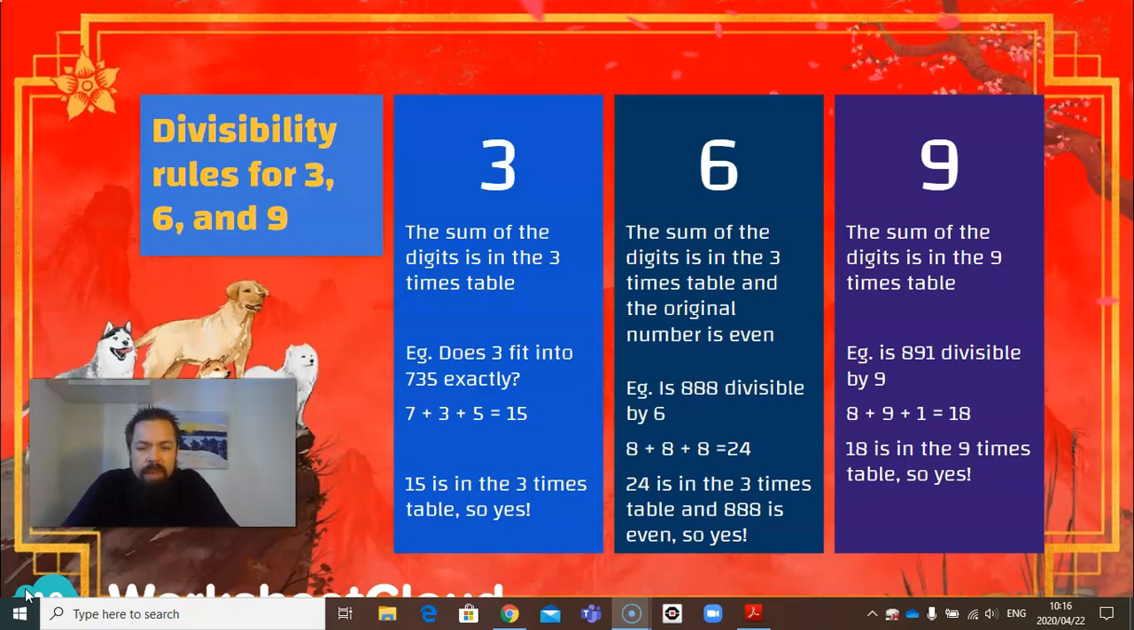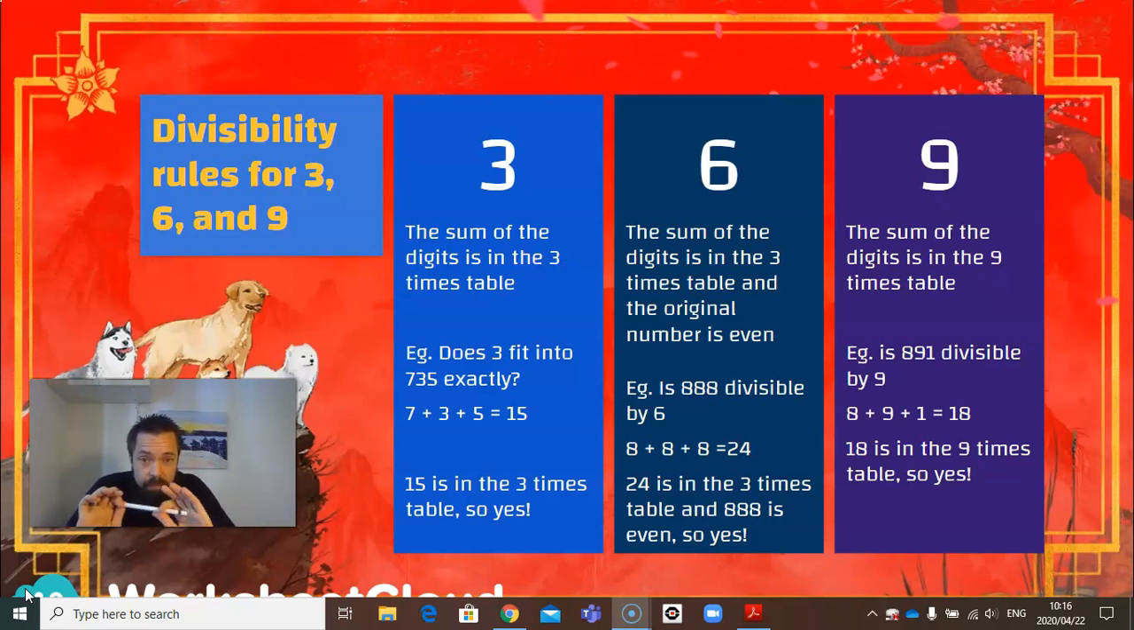When I say the sum, I mean when you add them together. So let's look at the example. Does 3 fit into 735 exactly? I don't have to work it out. What I can do is just add them together and have a look. So when I say sum, I mean add. So 7 plus 3 is 10, plus 5 is 15. 15 is in the 3 times table. So yes, 735 is divisible by 3.